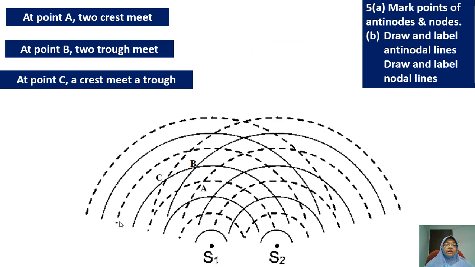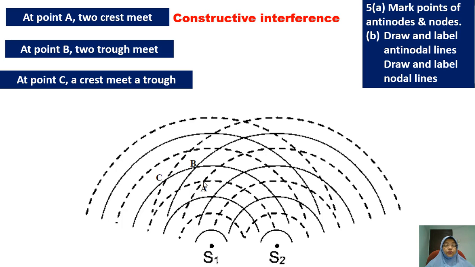Now we have this diagram. Remember, the thick line represents the crest, and the dotted line represents the trough of the wave. We have three points given here: point A, point B, point C. S1 and S2 are the two dippers. What happened at point A? The two crests meet, so it will be constructive interference.